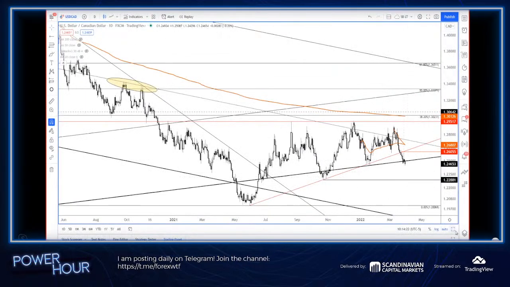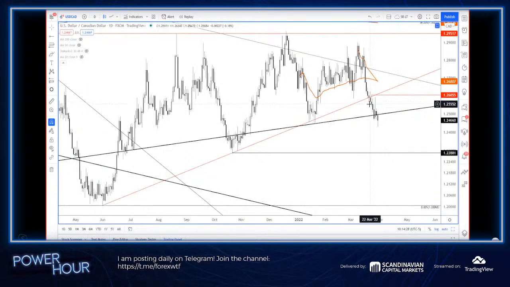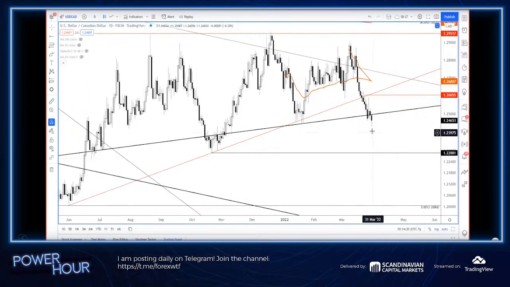Dollar CAD, love this setup. We have broken this trend line. We have been down, we looked at this last week, remember, we had 7 or some days. What did we go to? 1, 2, 3, 4, 5, 6, 7, 8, 9? Is it 9 days? Has that even ever happened?